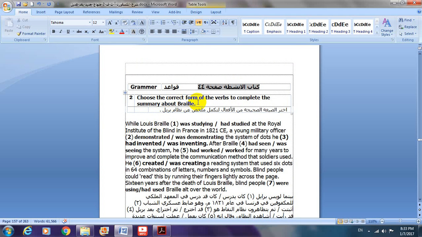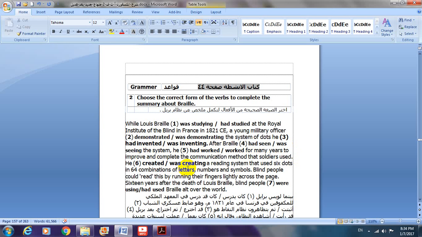2. Choose the correct form of the verb to complete the summary about Braille. While Louis Braille was studying at the Royal Institute of the Blind in France in 1821, a young military officer demonstrated the system of dots he had invented. After Braille had seen the system, he worked for many years to improve and complete the communication method the soldier used.